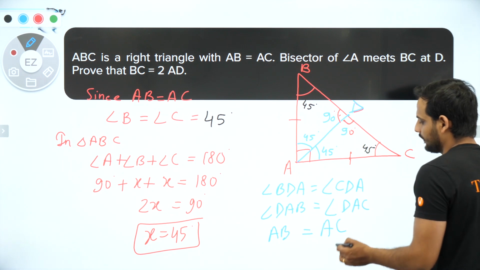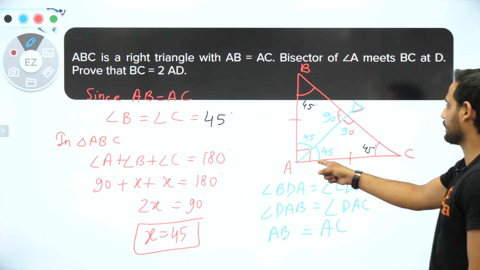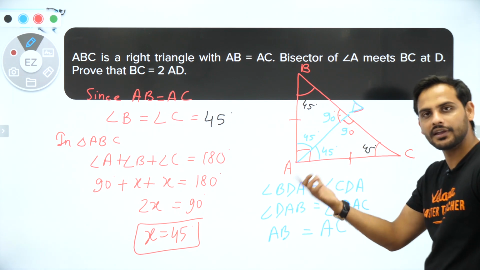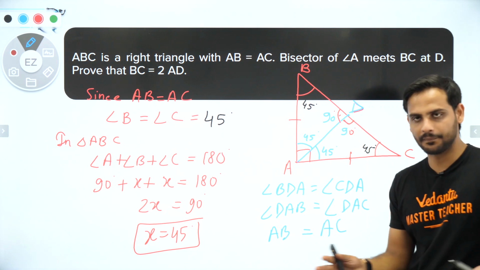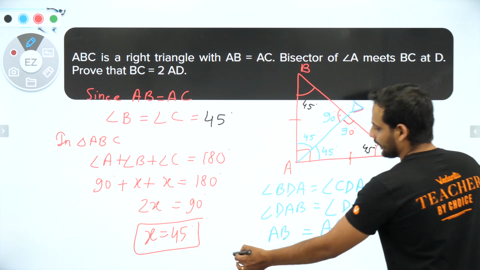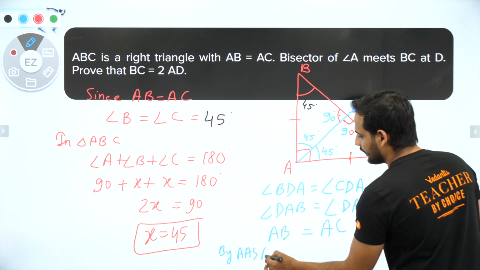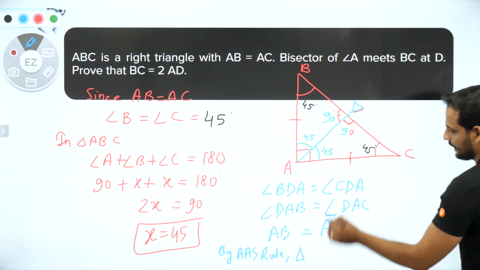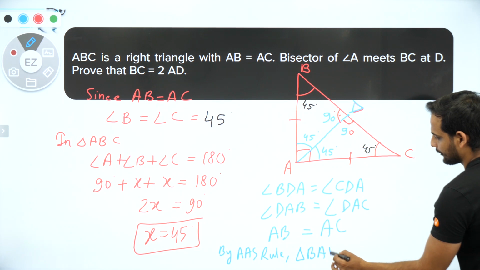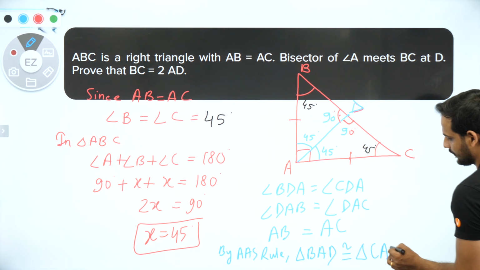Also you can do this thing: AB is equal to AC. Okay, this angle is 45, this angle is 45, and AD is the common side. So by using SAS rule also you can say. So I have used here AS, you can use SAS rule, anything, both will be correct. So using AS rule, I can say, sir, by angle side rule, my triangle BAD is congruent to triangle CAD.